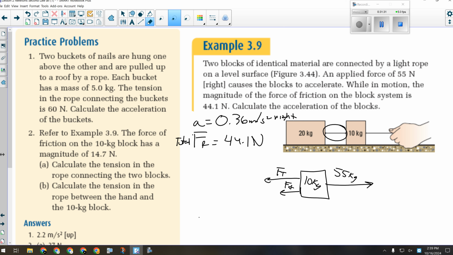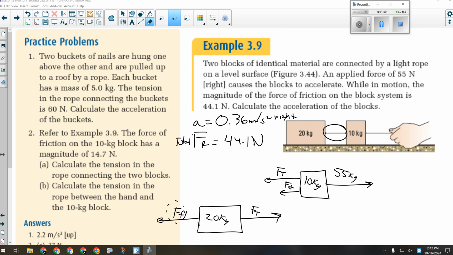If you were thinking of using the 20 kilogram mass, the free body diagram looks a little different. There's the force we're looking for. There's the force of friction. The only thing that's different with the 20 is you don't know this number yet. You can calculate it, but you're not given it directly. Okay, see if that helps anyone kind of get going there.